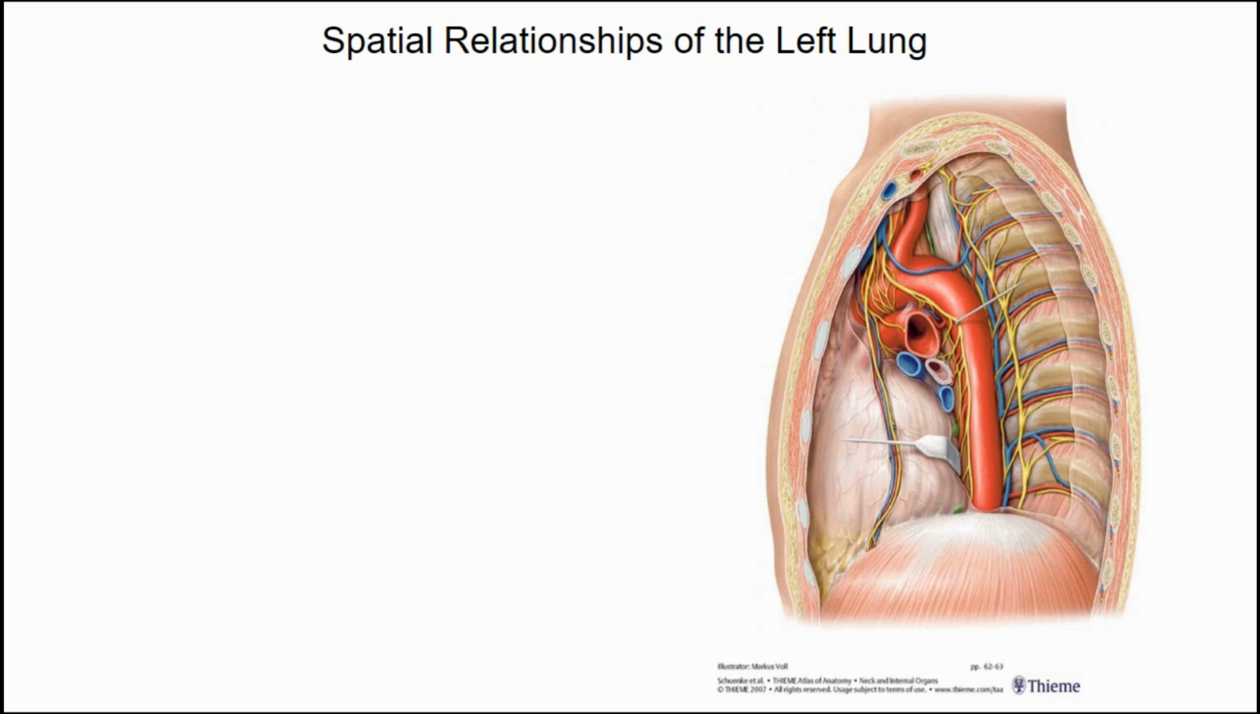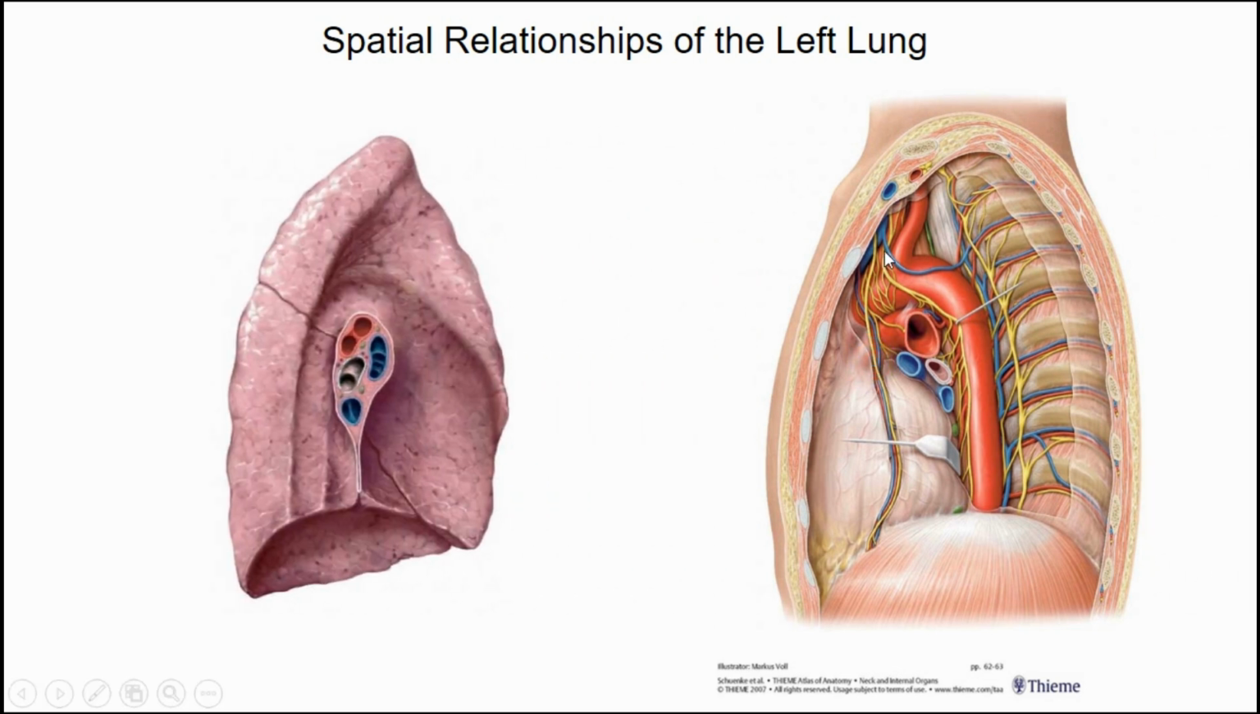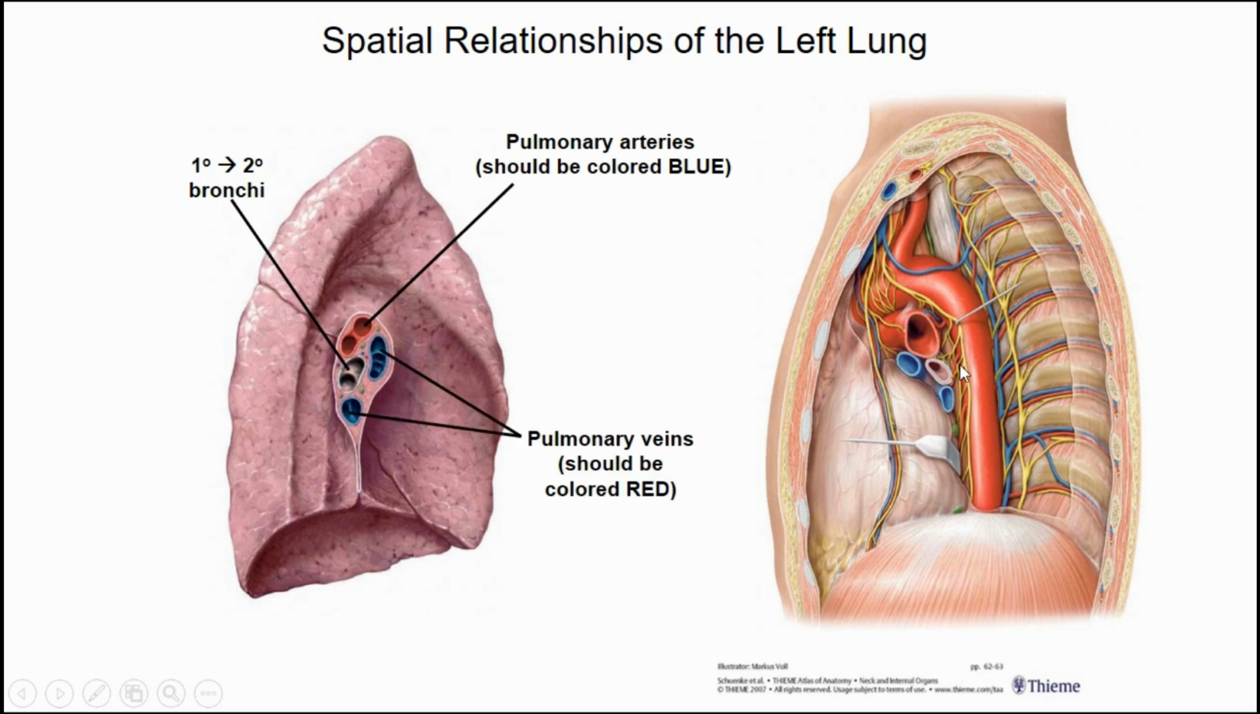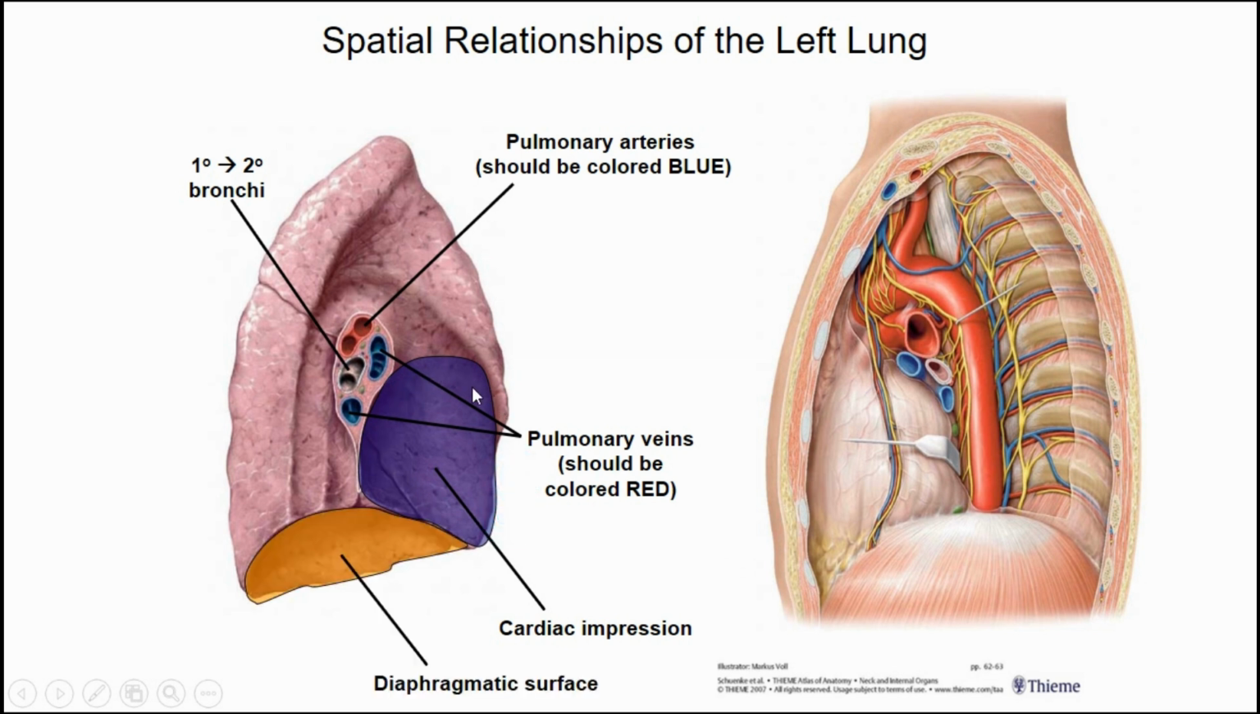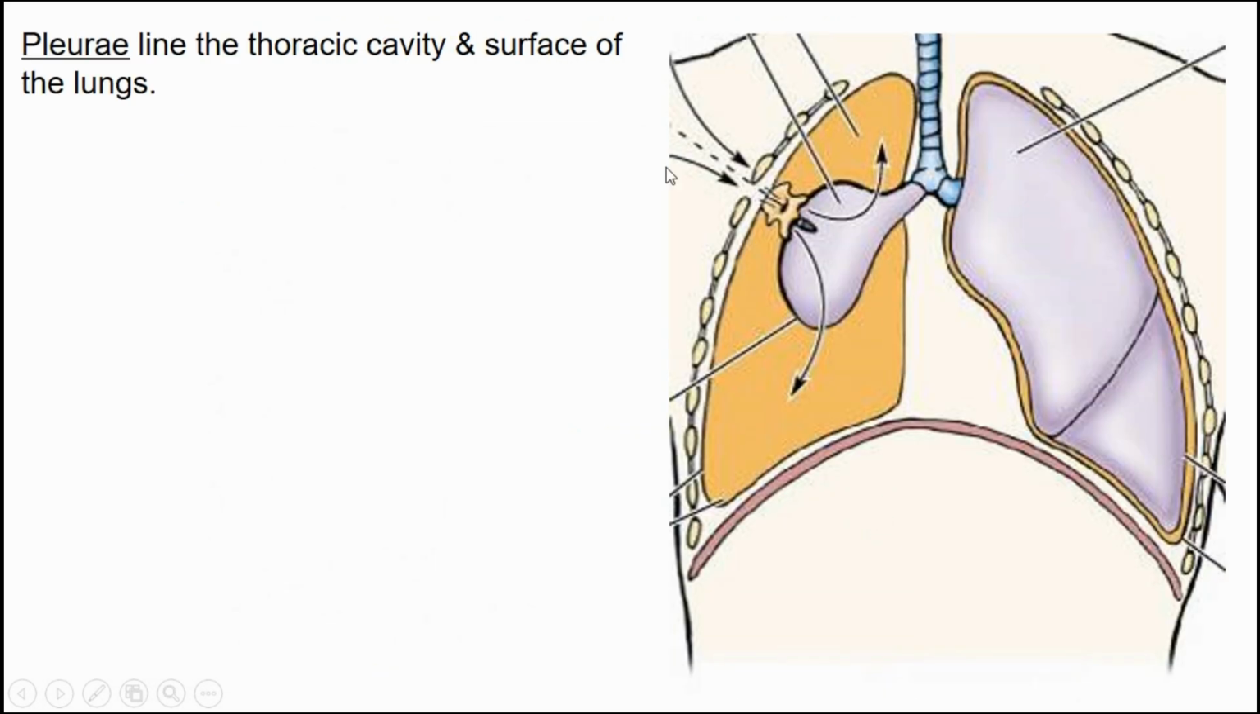Let's do the same thing for the left side. Now here is the left lung. Here's the left view of the mediastinum. A lot of the same stuff. There's our primary and secondary bronchi splitting from each other. Pulmonary arteries a little more superior, pulmonary veins a little more inferior. And right here we have the cardiac impression of the heart. So the apex of the heart is hanging out right here, which is why we've got a bigger cardiac notch on the left side. Diaphragm present right there, no surprise. But here, instead of the esophagus, we've got a nice big impression of the aorta, pretty much obscuring the vertebra as well. So no vertebral impression on the left lung.